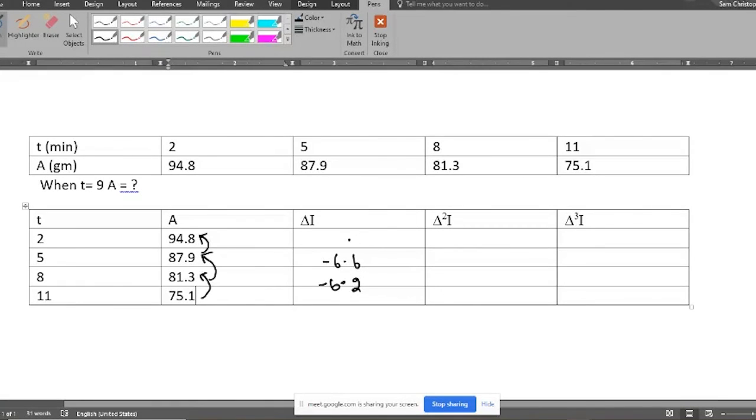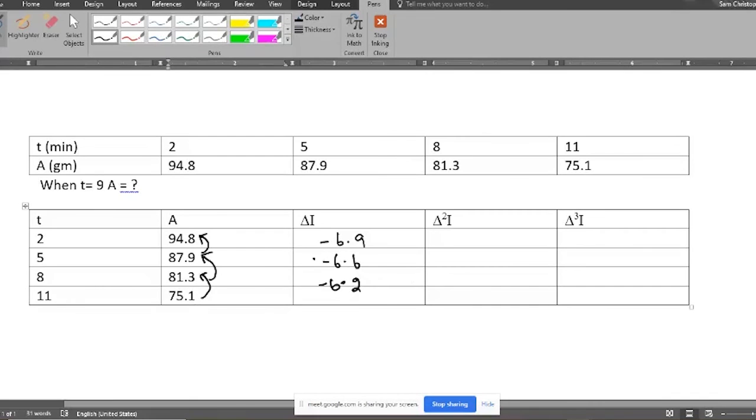That is 6.9, minus 6.9. Here you have to subtract, so the result is negative, and you have to put a minus sign in front of it.